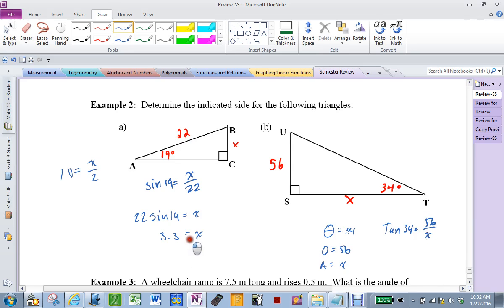When the x was on the top, we multiplied. When the x is on the bottom, we divide. 56 divided by tan 34 equals.